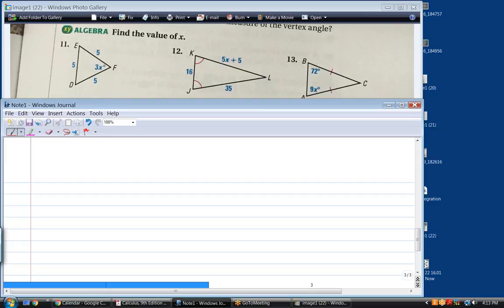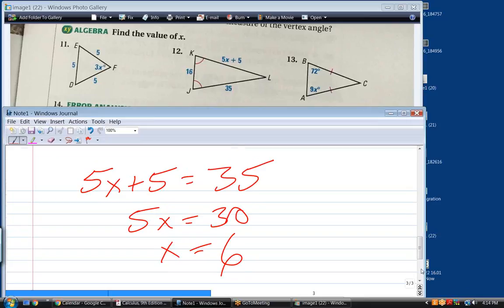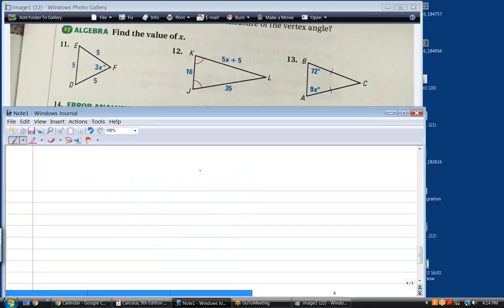And number 12, give me an equation that I can write. All right. Well, 3x plus 5 equals 35. 5x plus 5? Yeah. Okay, solve that. And then subtract 5 on both sides. And then divide 30 by 5. Okay. And finally, 13. 9x equals 72. And then divide 72 by 9. Yeah. Should be 8.